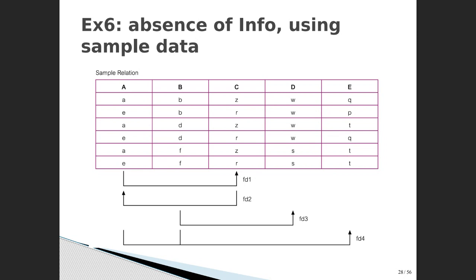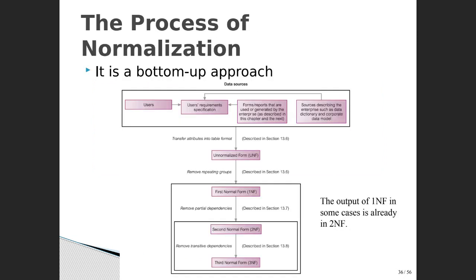Okay, this is the process of normalization. As we said, it's a bottom-up approach. We start identifying the attributes and relationships among them and the constraints, which is the primary key. We are going to focus on three normal forms. First, the relation will be in its unnormalized form, before we start. Then number one, when we remove the repeating groups, it will be in its first normal form.